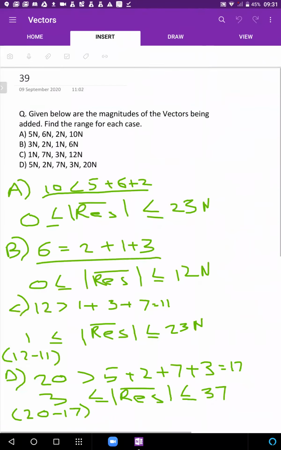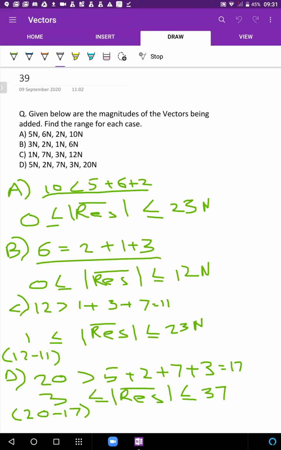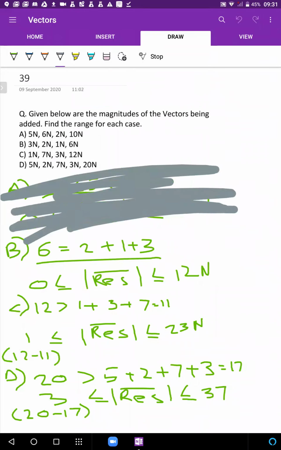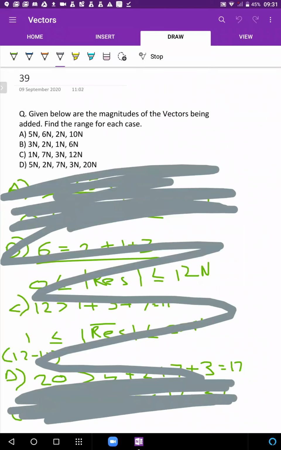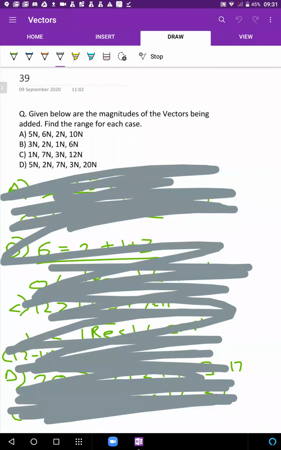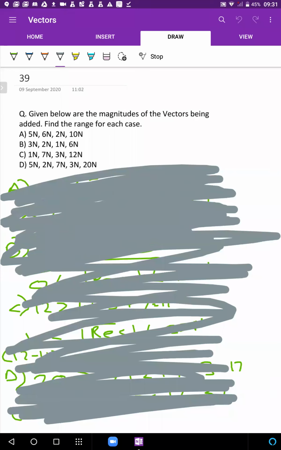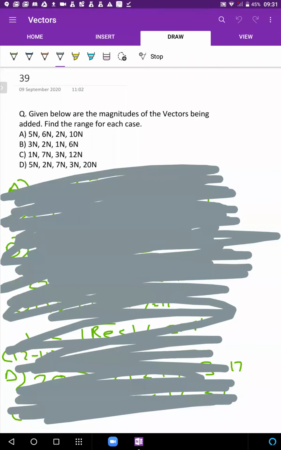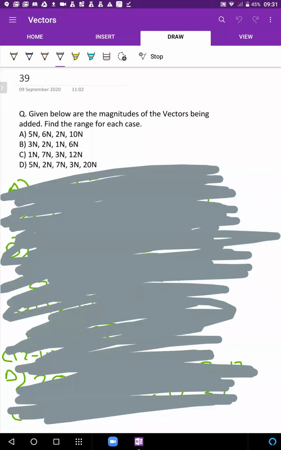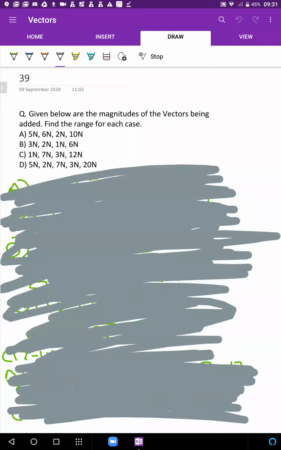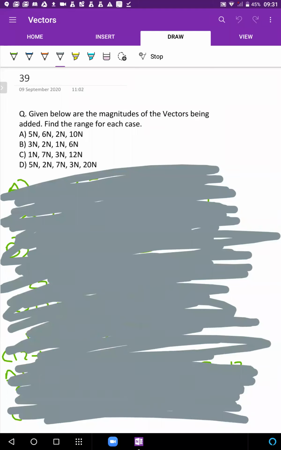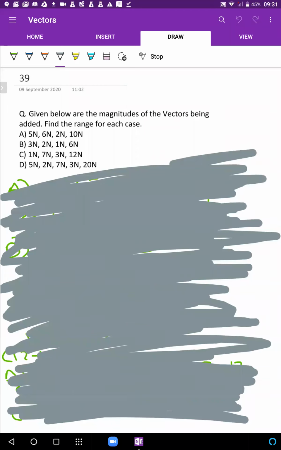So the question is: given the magnitudes below, find the range for each case. You can write it the way I was writing, है ना? Resultant का magnitude is less than equal to something, greater than equal to something. तो वैसे चारों के लिए जल्दी से आंसर कर लो, and then we are done. Should not take time. हो जाएगा 2 मिनट में, if you've understood the algorithm, है ना?